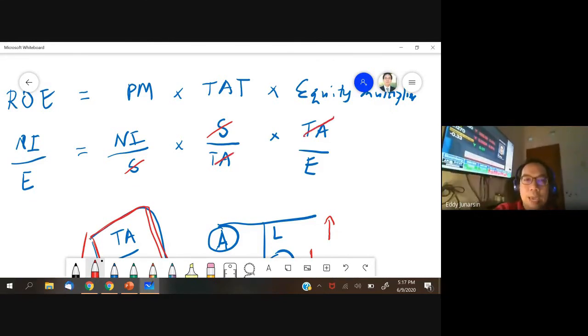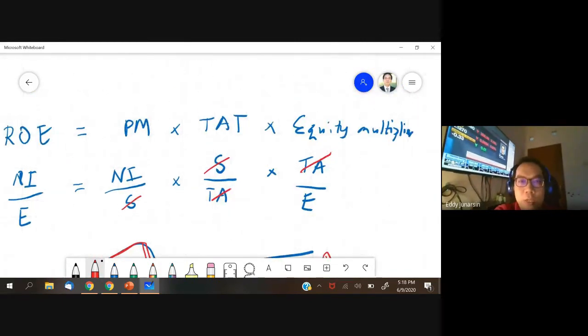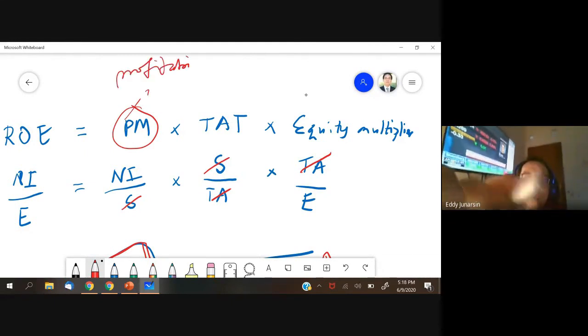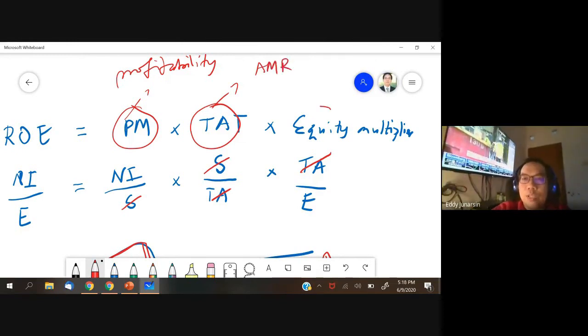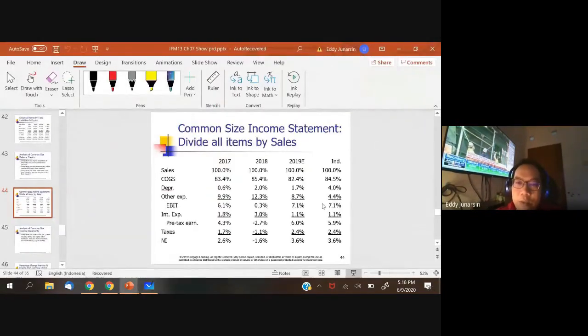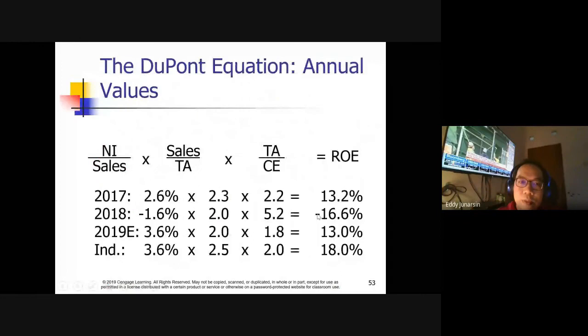right? So the end result is net income to equity, which is the ROI. So by using the components, now you can see profit margin represents what? Profitability ratio. Total assets turnover, this is asset management ratio. And equity multiplier is debt management ratio. So all ratios are represented here. And we'll see a simple example here.